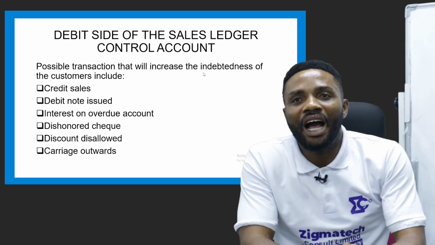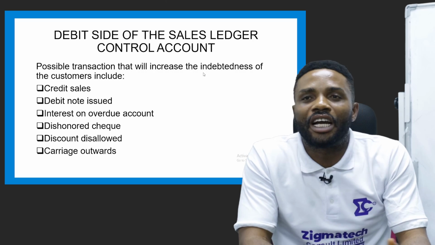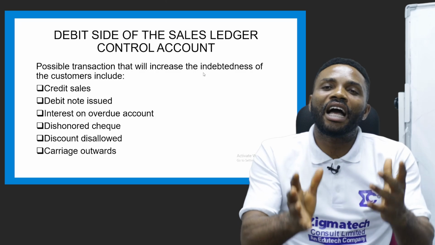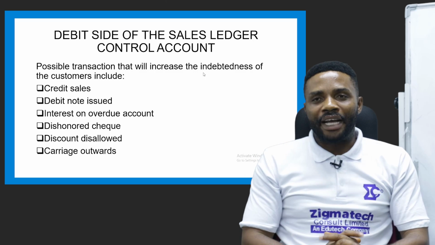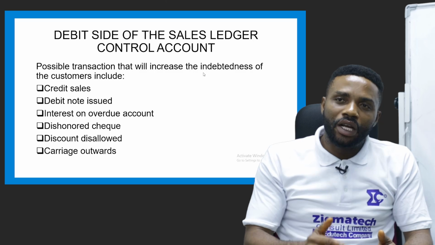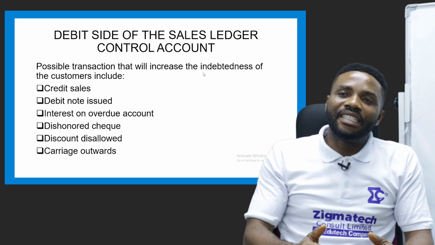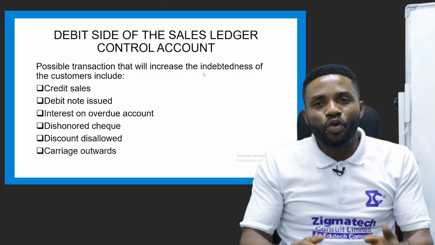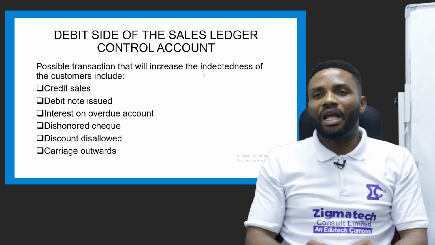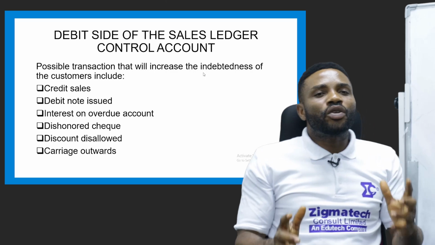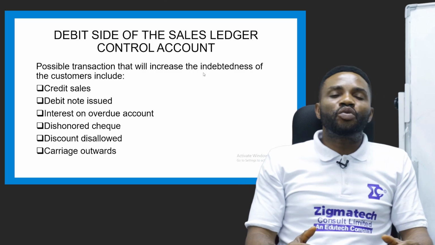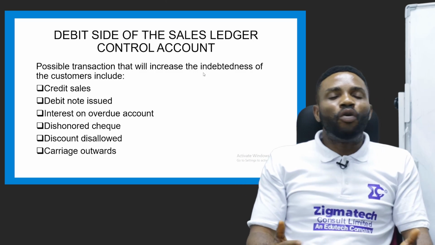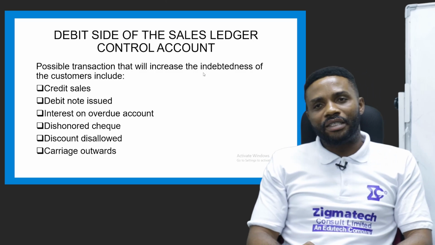Now look at it. Very interesting. We have the debit side of the sales ledger control account. This is how the debit side looks. I said possible transactions that will increase the indebtedness of the customers include, number one, credit sales. Now, there are transactions that tend to increase what your debtors are owing you. Number one, credit sales.